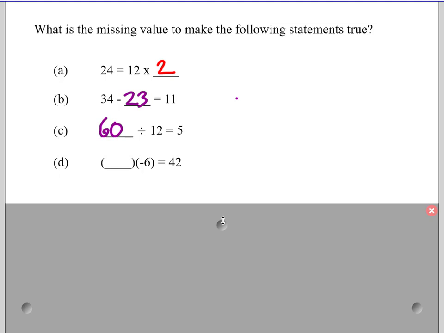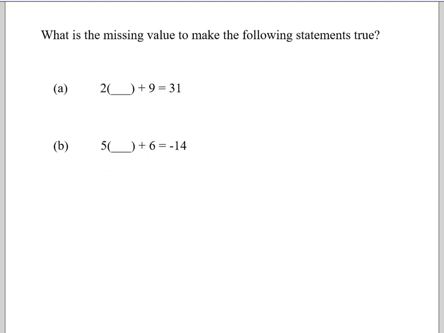Now something times negative 6 equals positive 42. Okay, so again, pause it, maybe jot something down, think about it a little bit. Okay, so now the first thing I'm going to notice is that I have a negative 6 here, but my final answer is positive, so I know right away this has to be a negative value. And then if I'm comfortable with my multiplication facts, I know that's a negative 7.